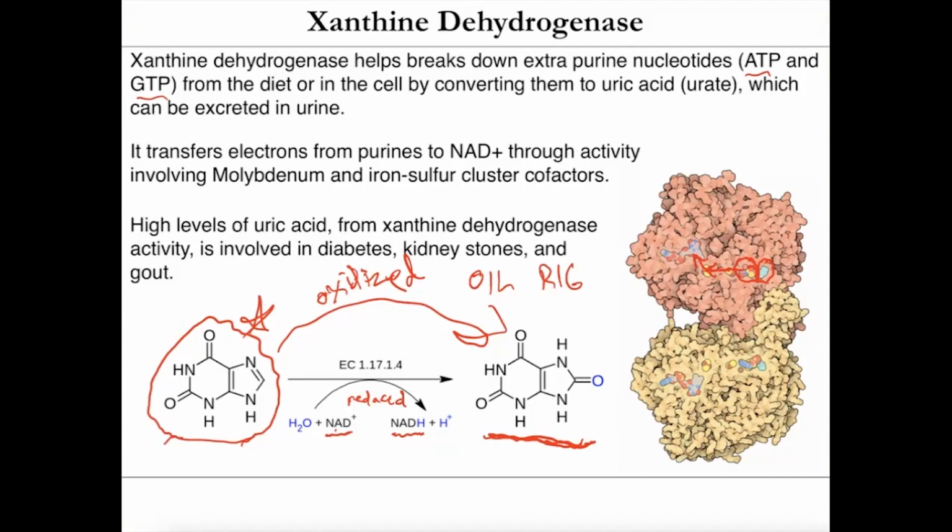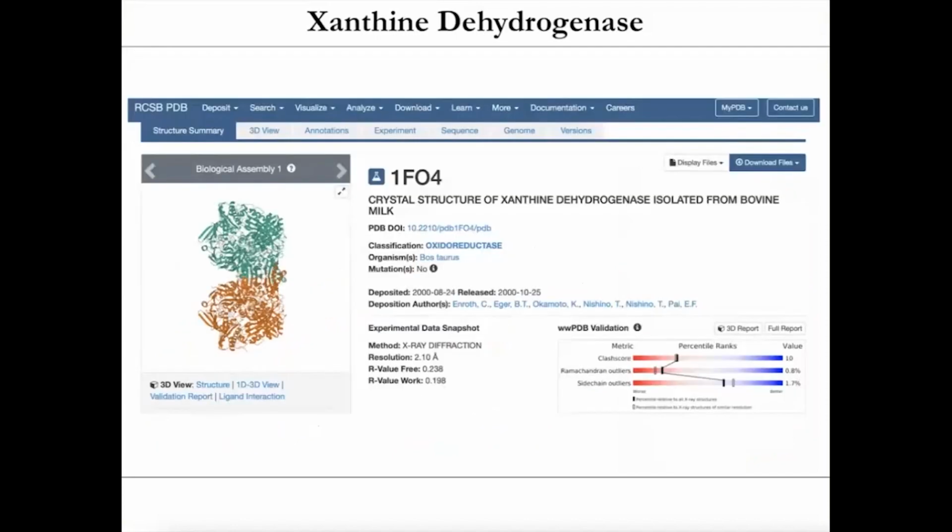If you have too much rich food, stuff like that, too much uric acid can cause a lot of problems. And so here is the structure we're going to be looking at, xanthine dehydrogenase. It's 1FO4, and it was actually isolated from cow milk. A lot of times you can just take milk, and there's a lot of this enzyme in milk. The organism it's from is Bos taurus, which is a cow. It was released in 2000, determined by X-ray diffraction, at a very high resolution of 2.1 angstroms.